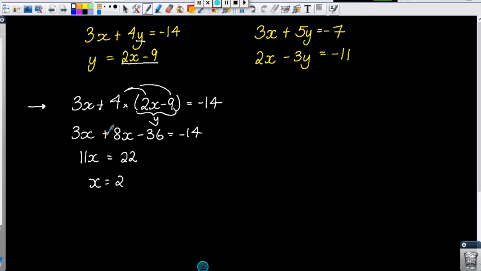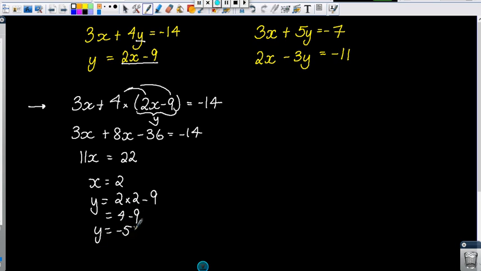Not done. What would we do next? I've got my x value. I'm not finished. Sub it in. Sub it in where? Right, the one we want y, so we're going to sub it in here. You could put it in here, but you're doing too much work. So we're going to put it in here. 2 times 2. So it's 4 take 9, and we get y equals -5.